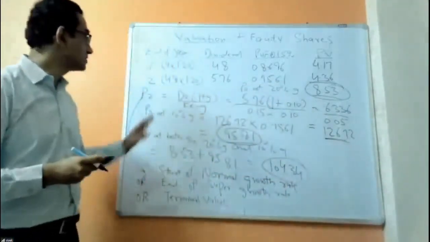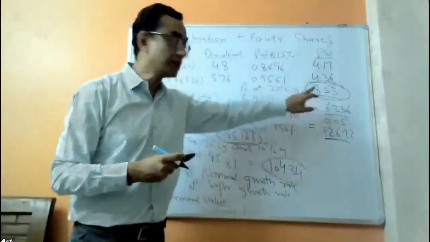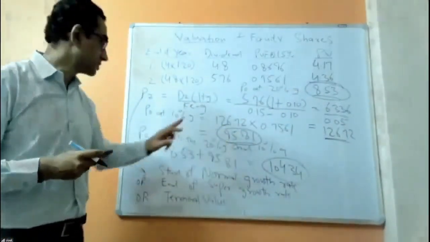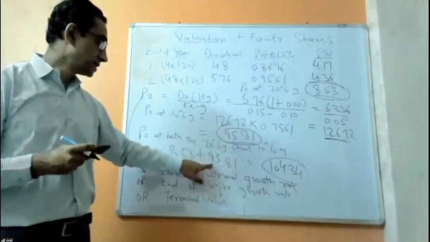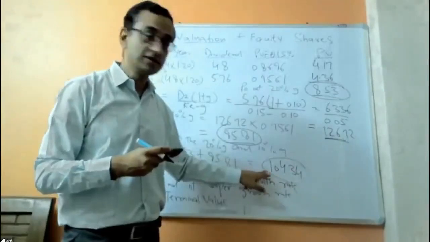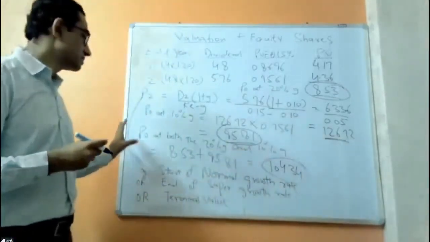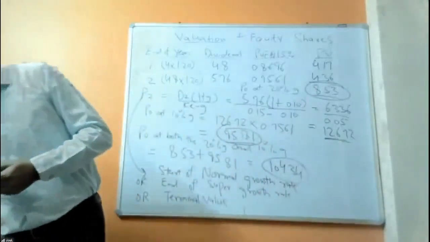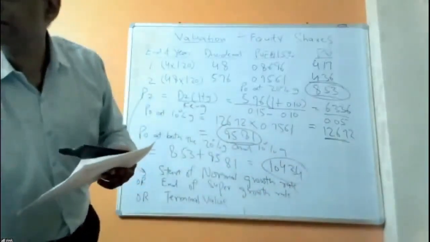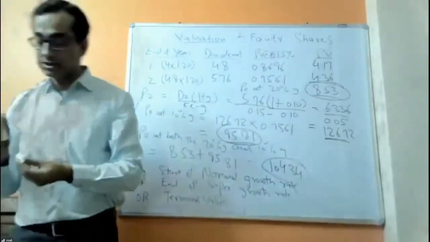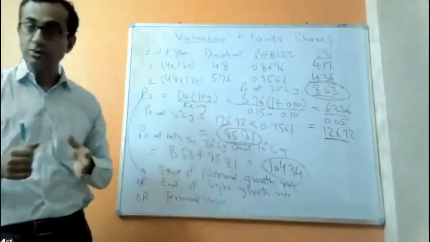So we have to add this present value of 20%, 8.53, plus the present value of 10%, that is 95.81. So 8.53 plus 95.81, the final figure which is coming is 104.34. So this is the final present value. So I hope this is clear to you. Any question, any portion you are not able to understand?